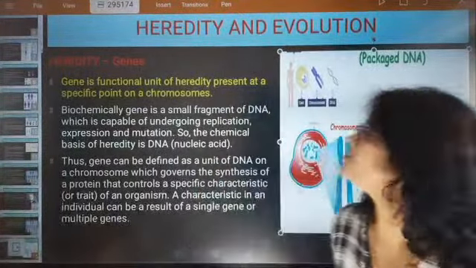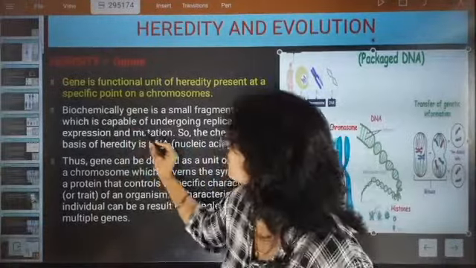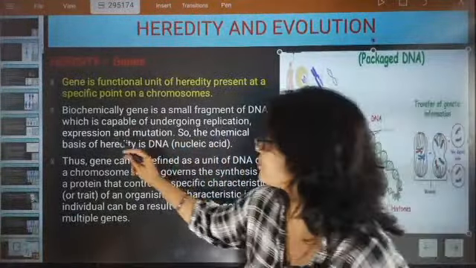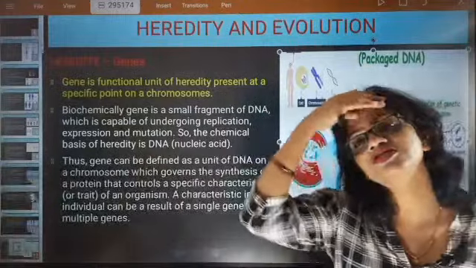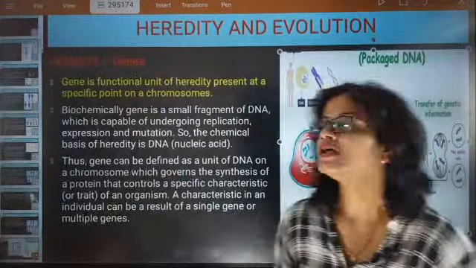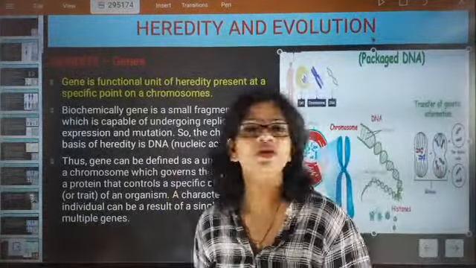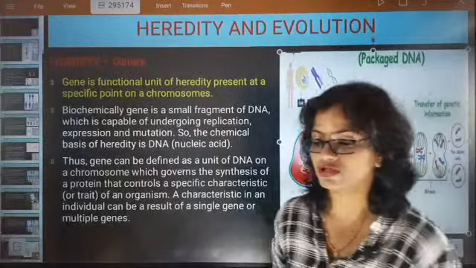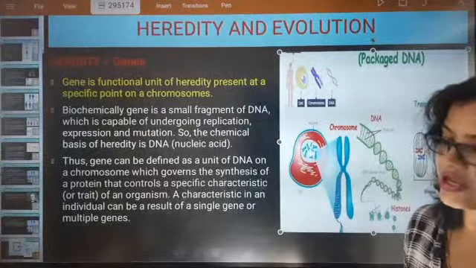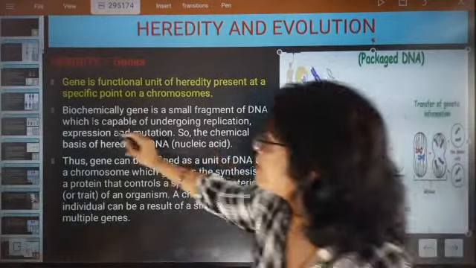What I am going to get is the gene, which is capable of undergoing replication, expression and mutation. So now these genes are capable of many things. They will replicate, they will express, and they will mutate. This is a very important point. Everyone pay attention to this one.